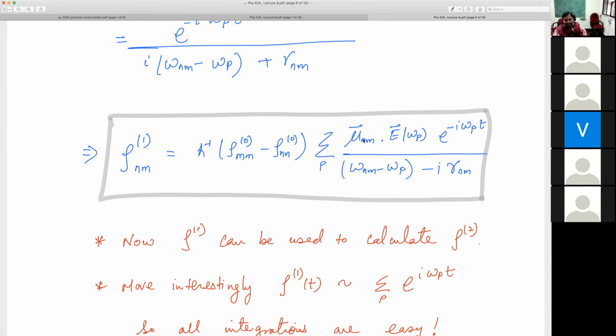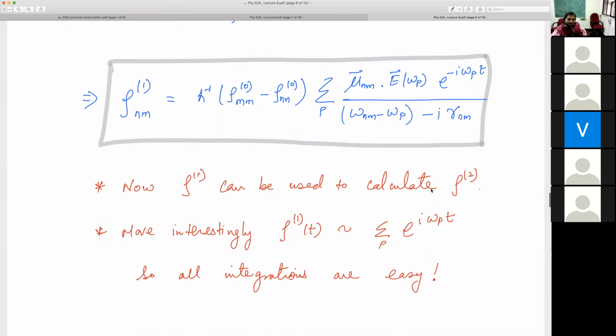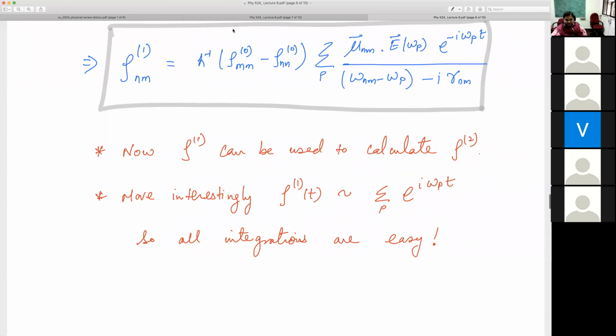Okay, but I digress. So coming back, mu dot E omega p, where I'll sum over all the p frequencies times e to the power minus i omega p t, and this is the sum. So this is the solution for our light matter interaction problem, where a lot of different frequency lights were incident on the system, basically.